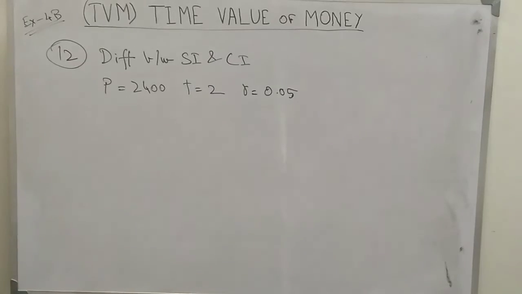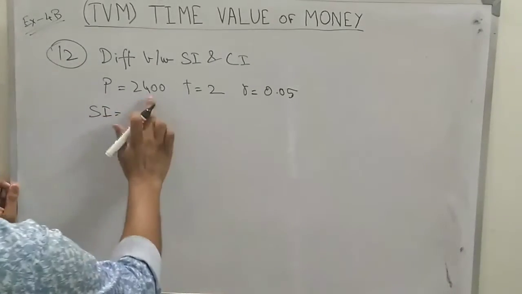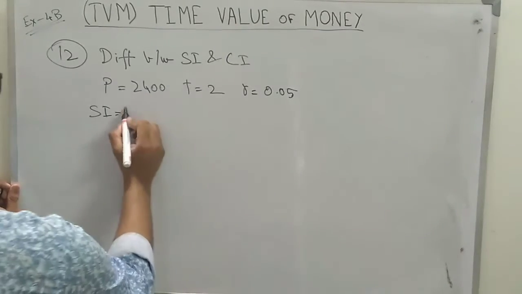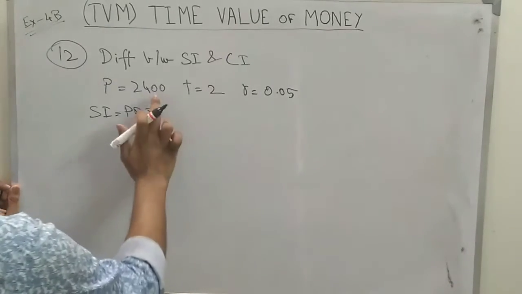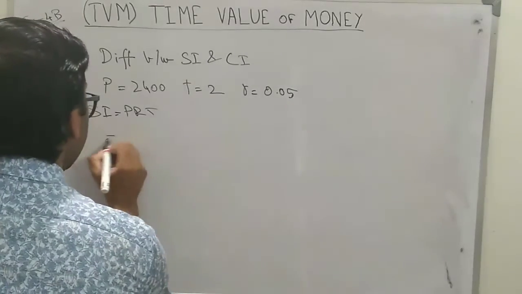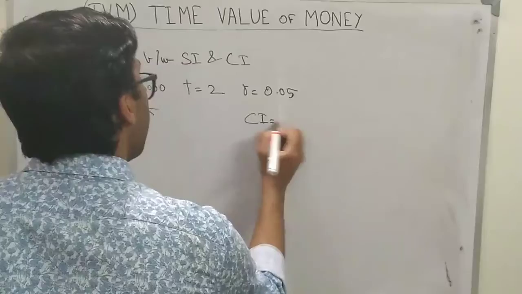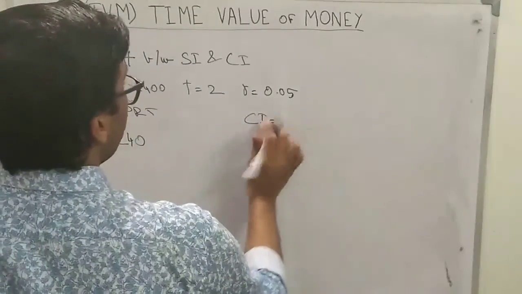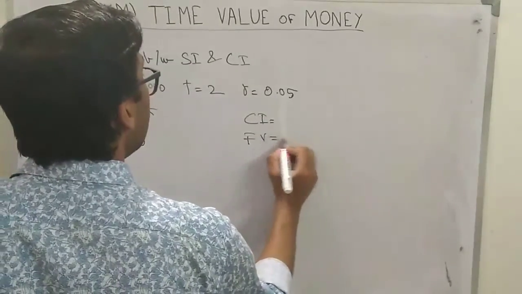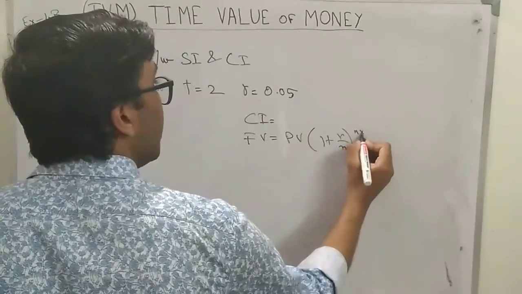Then you have to calculate the simple interest, which is PTR. That means 2,400 into 0.05 into 2, which is 240. And for compound interest, the formula is FV is equal to PV into 1 plus R by N to the power N into T.